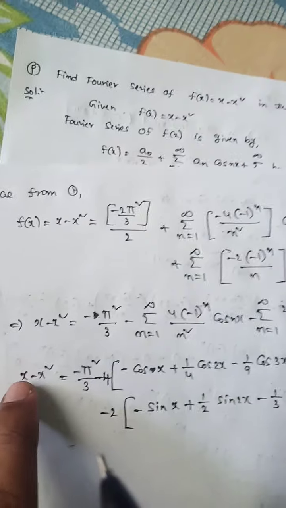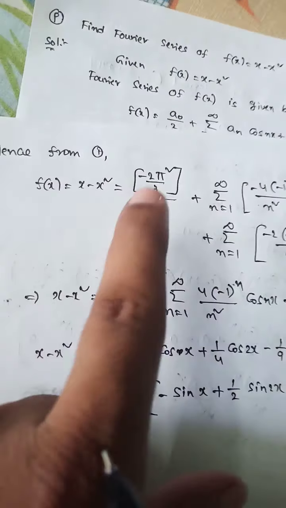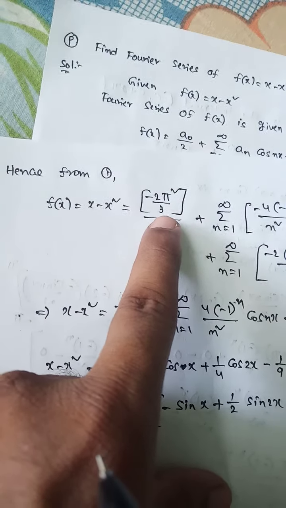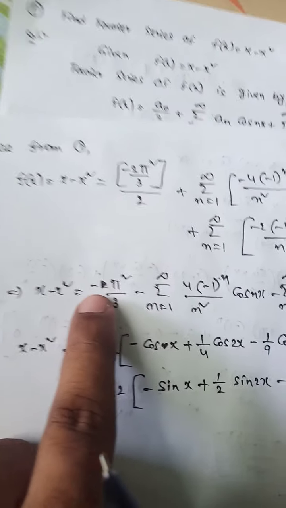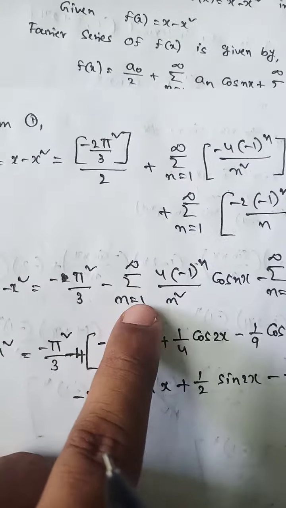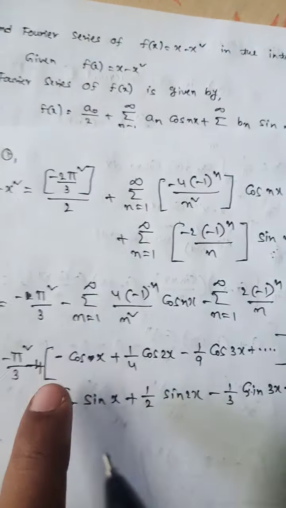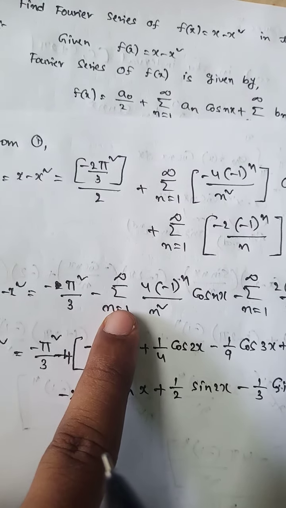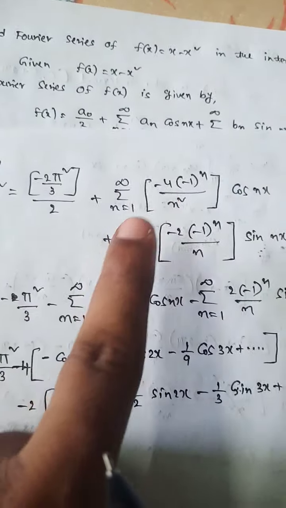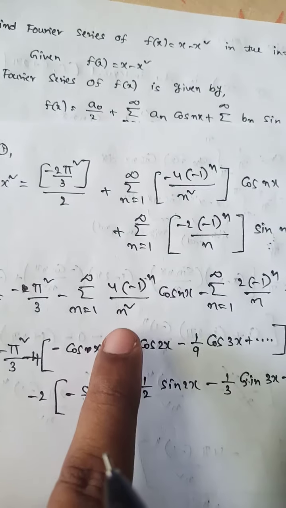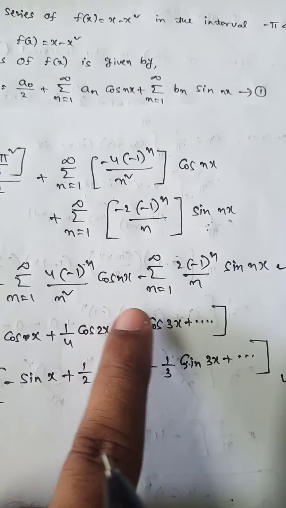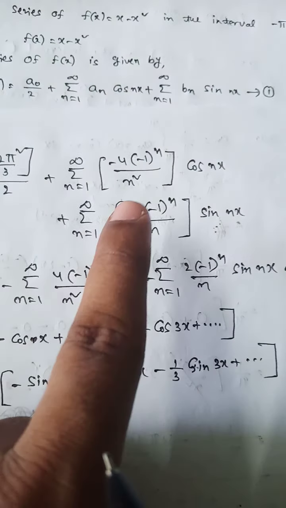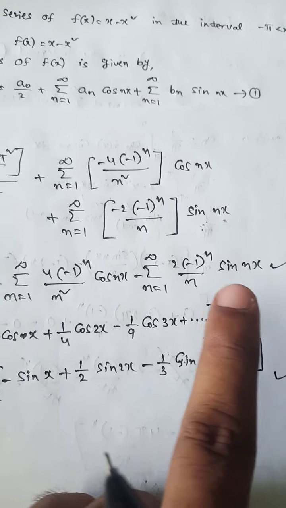Continuing, x minus x square equals 2 into 3 6 2 by 6, 1 by 3, therefore we have minus pi square by 3. If we solve that, minus sigma, and here plus into minus minus, we have sigma n equals 1 to infinity 4 into minus 1 whole power n by n square into cos n x, plus, and here plus into minus minus, we have sigma n equals 1 to infinity 2 into minus 1 whole power n by n into sin n x.